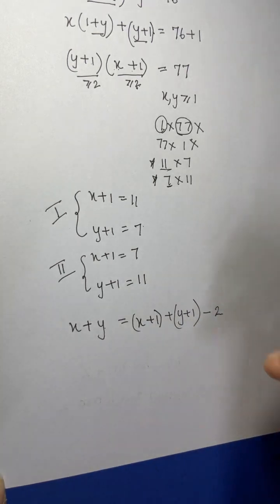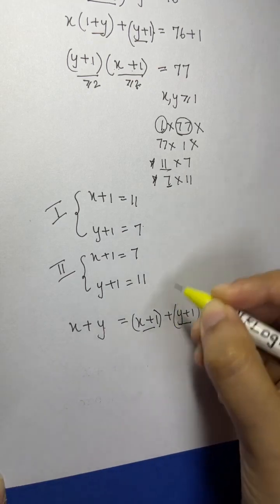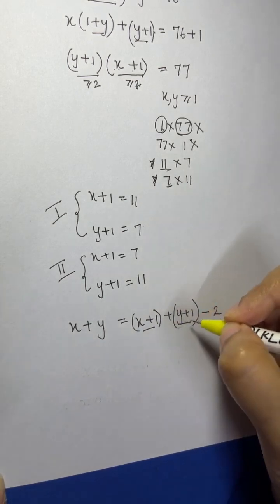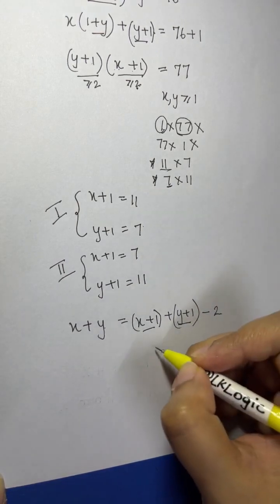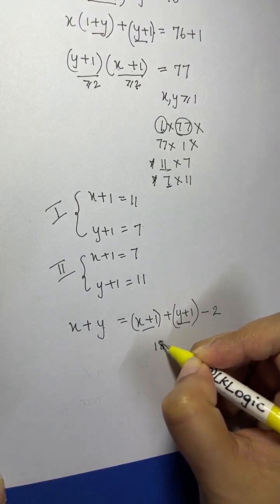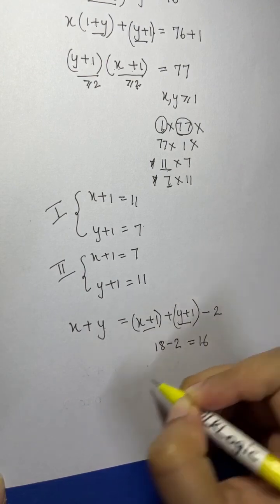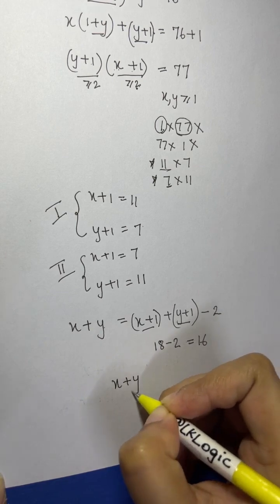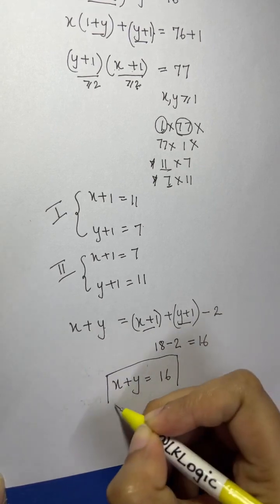Now I have to subtract 2. So as I know the values of x plus 1 and y plus 1, let me substitute that. So I have 11 and y plus 1 as 7. So 11 plus 7 minus 2. So that's 18 minus 2, which is equal to 16. So your x plus y is equal to 16.